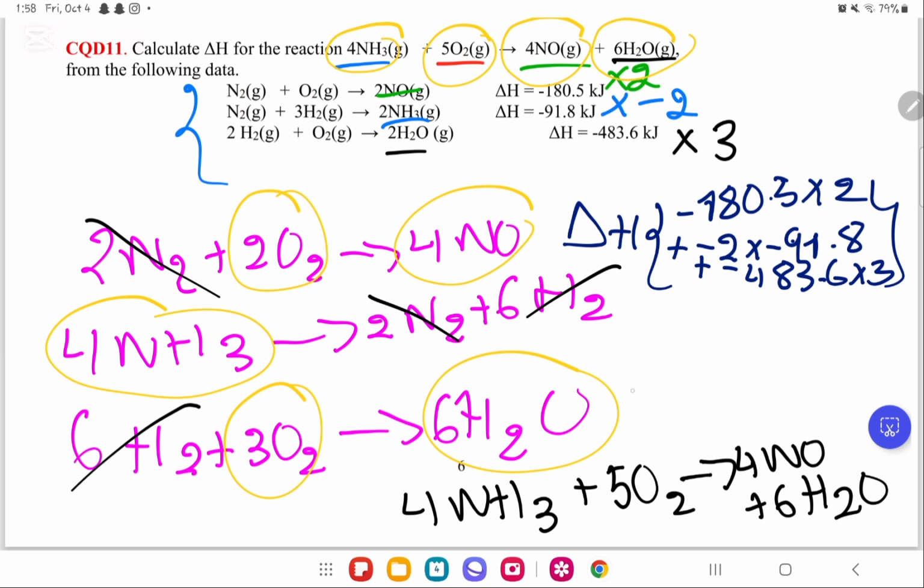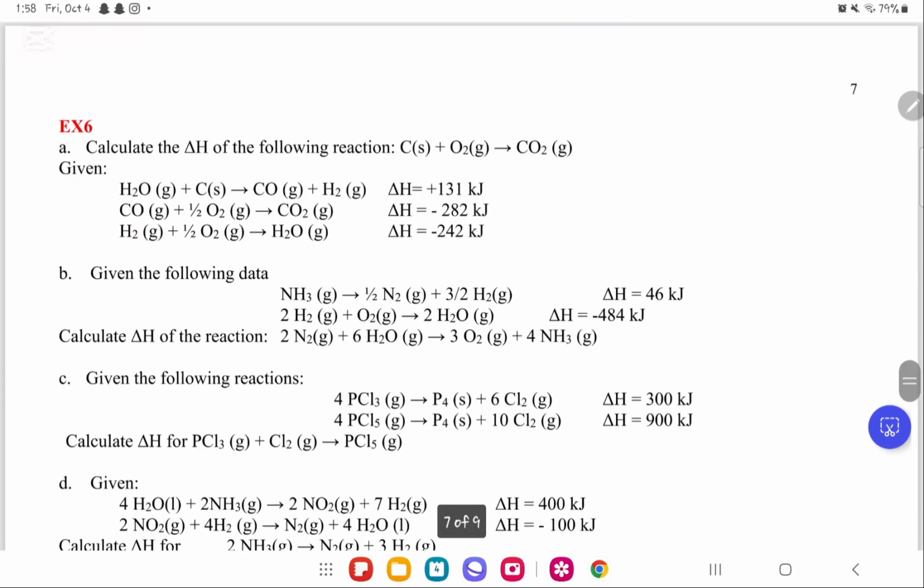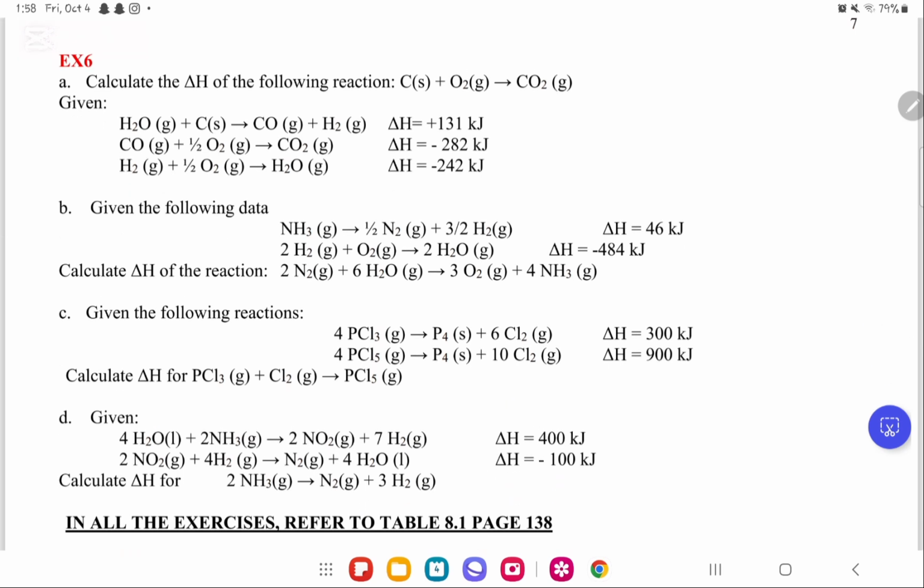So we are gonna get minus 1628.2. If we round it, it's minus 1628 kilojoules. That's CQD number 11 done. Now, exercise 6 is very big, but I will do it. I will do it quicker now since it's easier for us to do it.